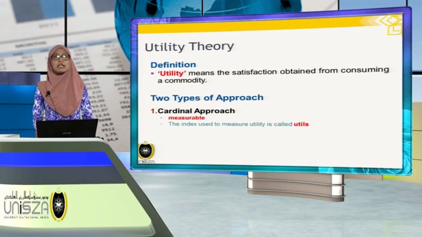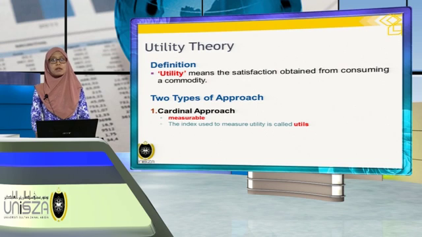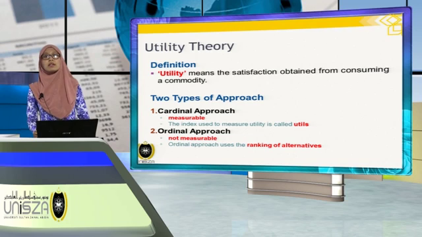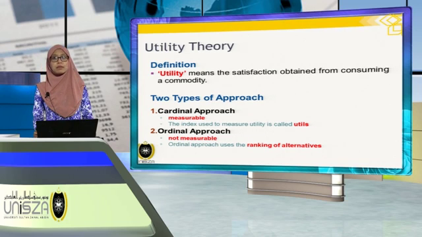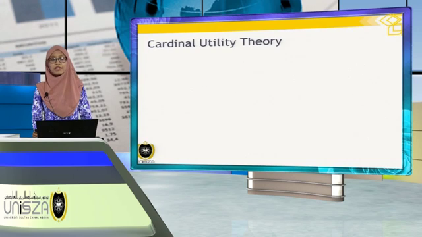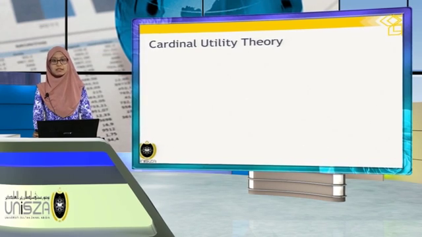The cardinal utility theory says that utility is measurable, and by placing a number on alternatives, the index used to measure the utility is called utils. The second one is the ordinal approach. The ordinal utility theory says that utility is not measurable, but it can be compared. The ordinal approach uses the ranking of alternatives as first, second, third, and so on. Okay, let's move to cardinal utility theory.